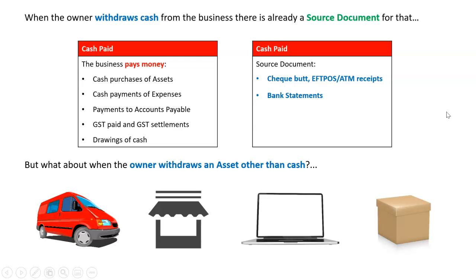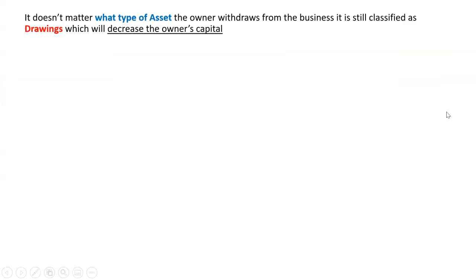Well, we'll have a look at an example in the next video, but for now what we'll say is it doesn't matter what type of asset the owner takes from the business, they can take anything. It is still classified as drawings, which will decrease the owner's capital.